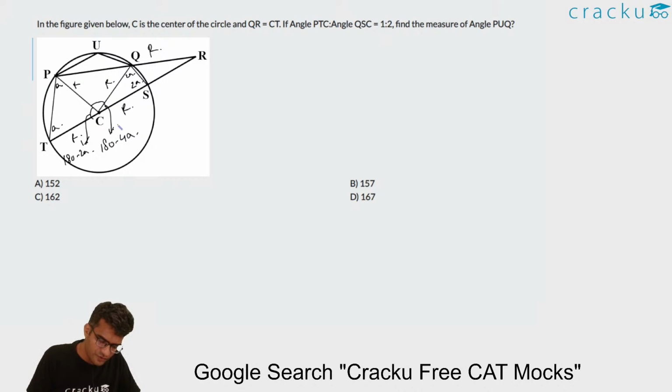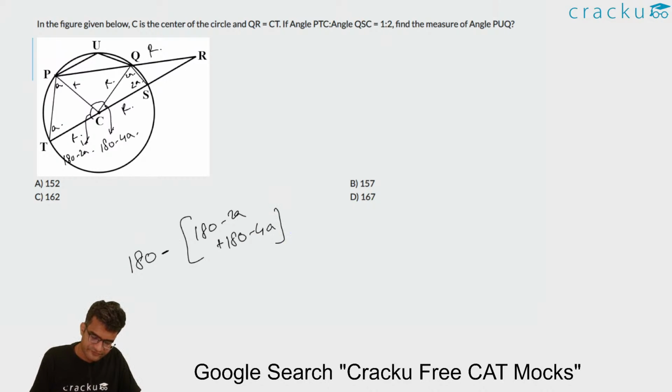This will be equal to 180 minus 180 minus 2A plus 180 minus 4A, because the angle around a straight line is equal to 180 degrees. This is 360 minus 6A. So this angle will be essentially equal to 6A minus 360.